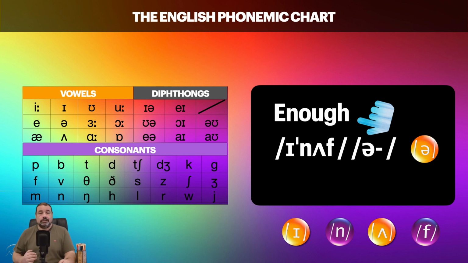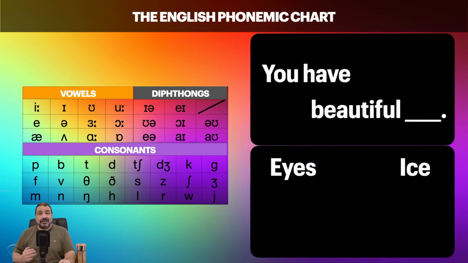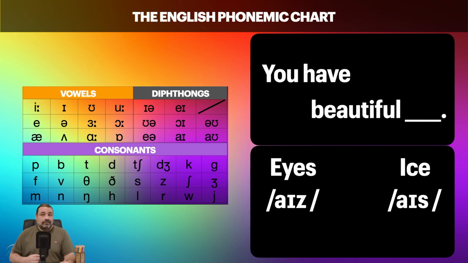Very good. A third case is to say what you really want to say and not something different or wrong. For example, if you want to say you have beautiful eyes. Correct, ending with a z sound and not with an s sound like the other word. Eyes. You have beautiful eyes.